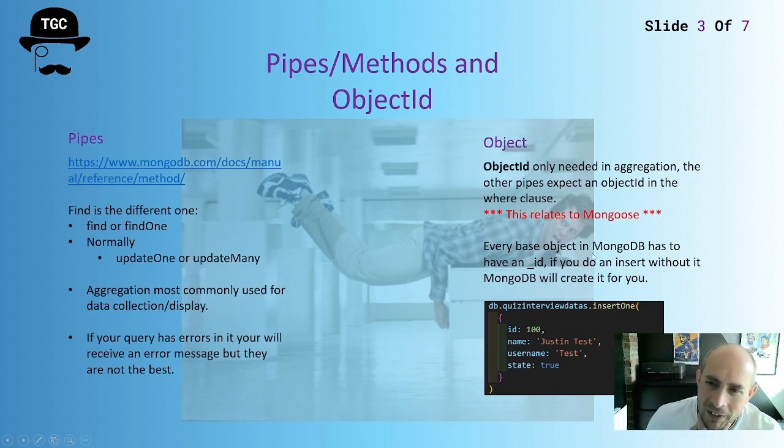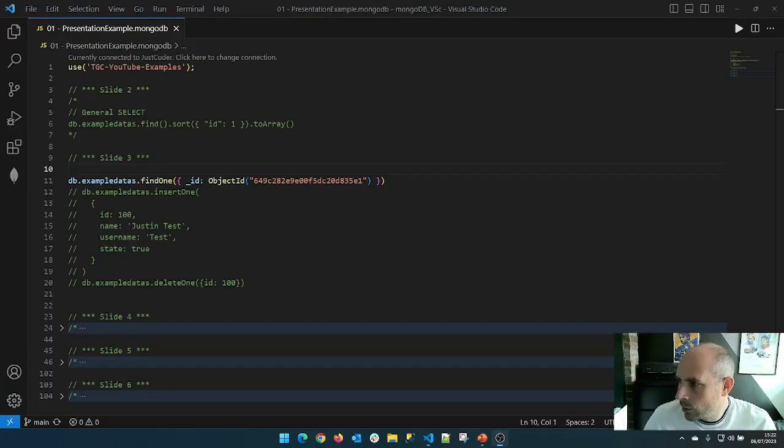Every base object that's created within MongoDB gets an underscore ID. It can't not have an underscore ID. Normally it will put a GUID there that it generates automatically, but you can manipulate that and set it how you want. So if you wanted it to be 1, 2, 3, 4 or whatever, you could do that.